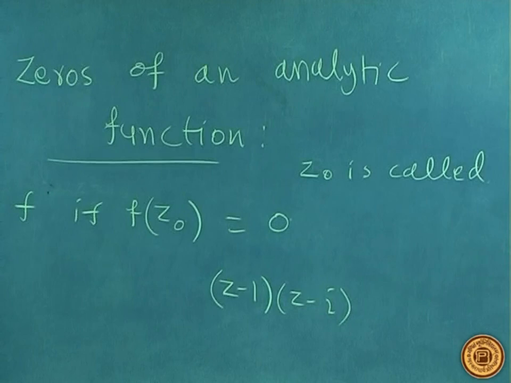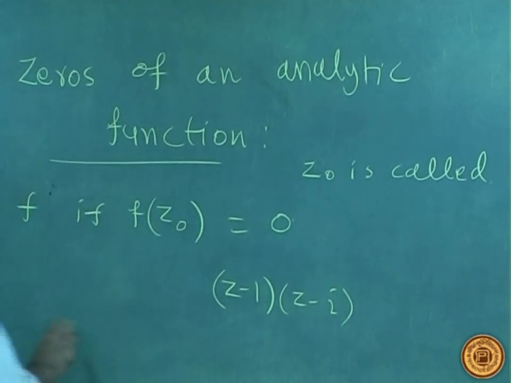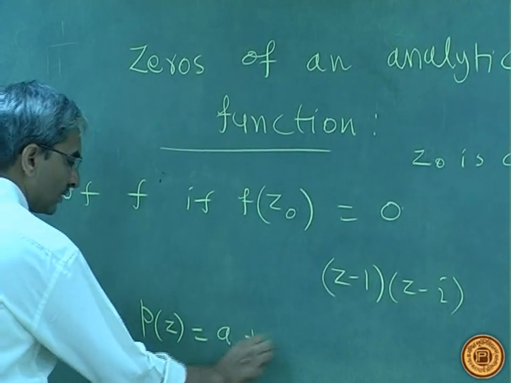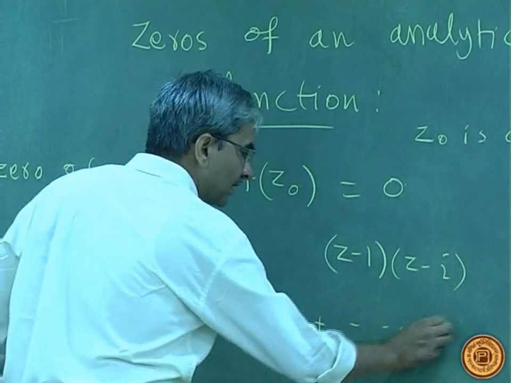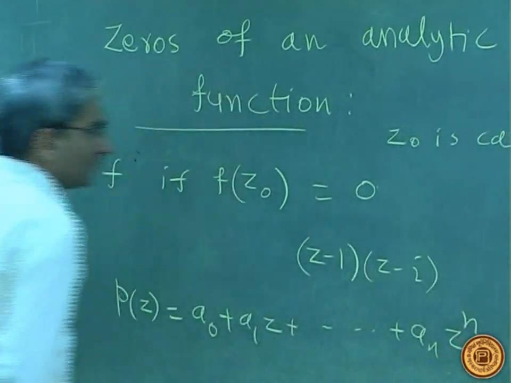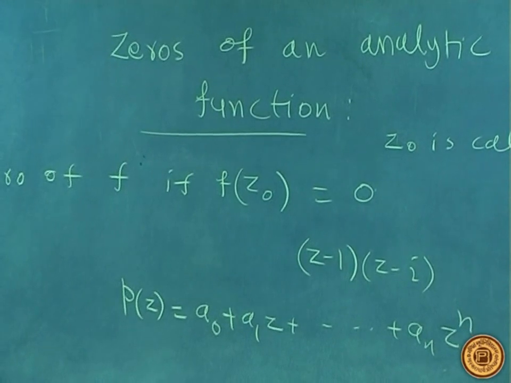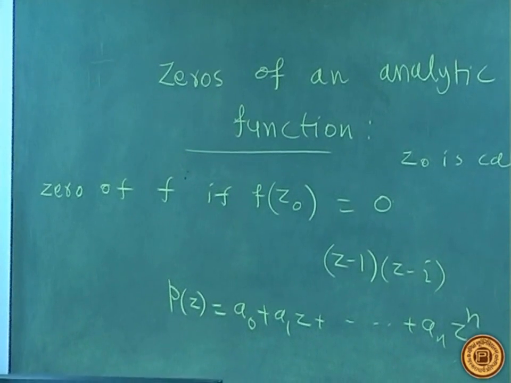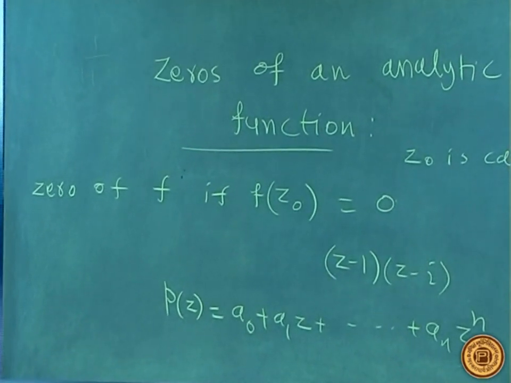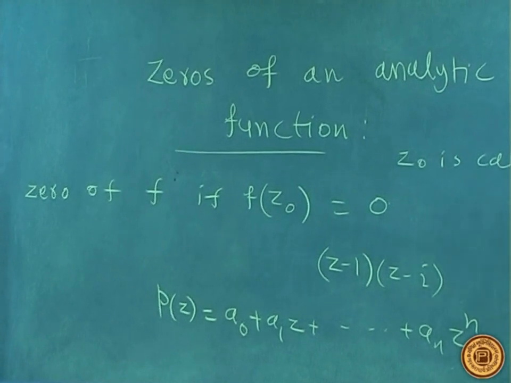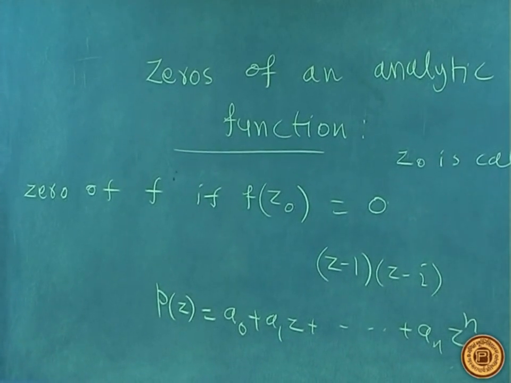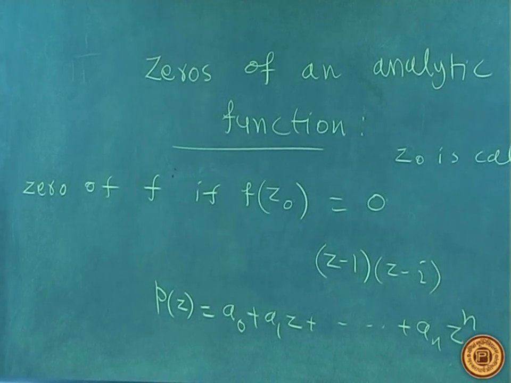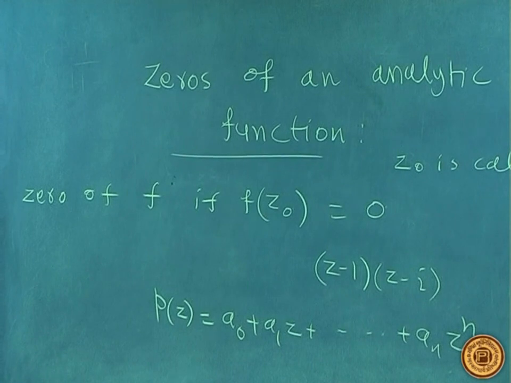In general, if you have a polynomial P(z), that is, a0 plus a1 z up to an z to the power n, then what can you say about the zeros of P? What can you say about the zeros of the polynomial function? So let's first talk about the polynomial function and then go to general analytic functions. In case of polynomials we call them roots.